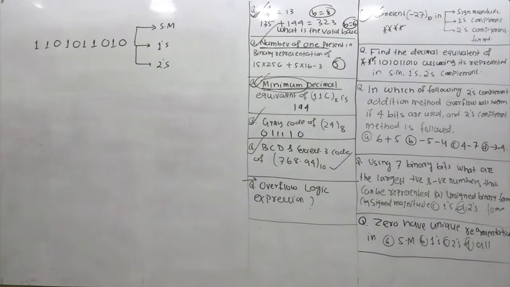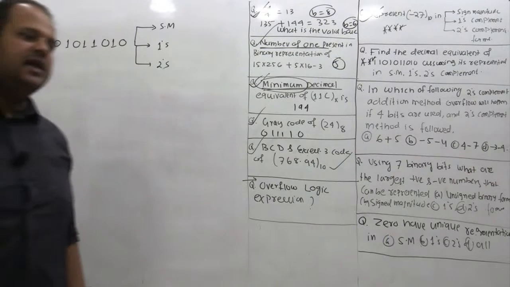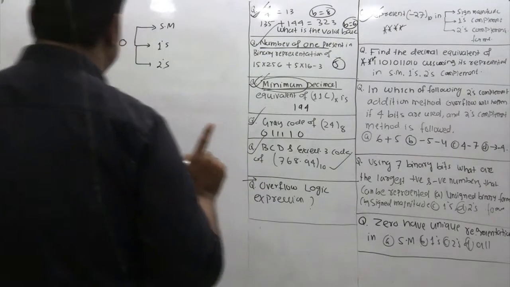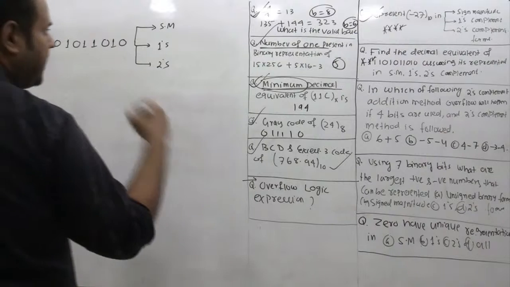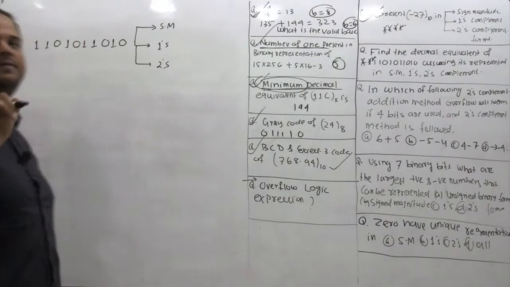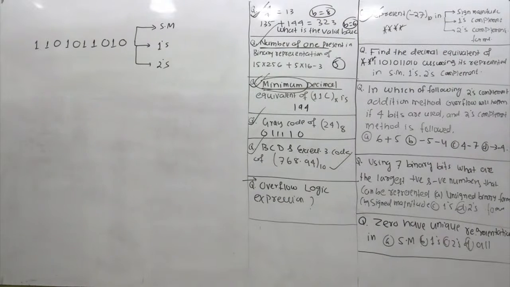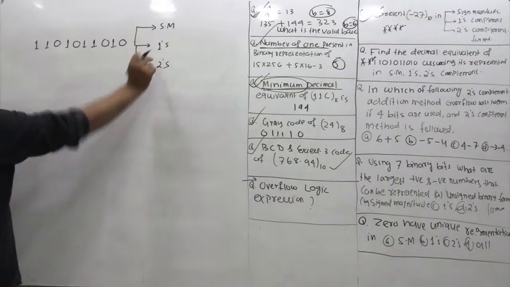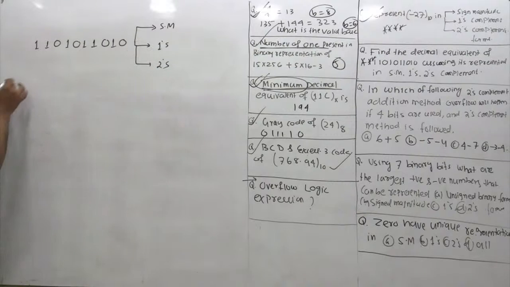One thing is confirmed, as we have learned in the previous questions: for a negative number, the sign bit is always 1. So no matter whether it is sign magnitude, 1s or 2s complement, for a negative number the sign bit is always 1. So here, the sign bit is 1. Whether I assume this form, this form, or this form, compulsorily the answer will be a negative number. So I am writing a negative sign for this one.